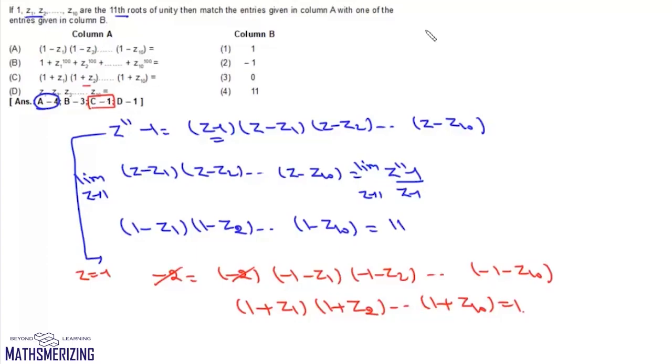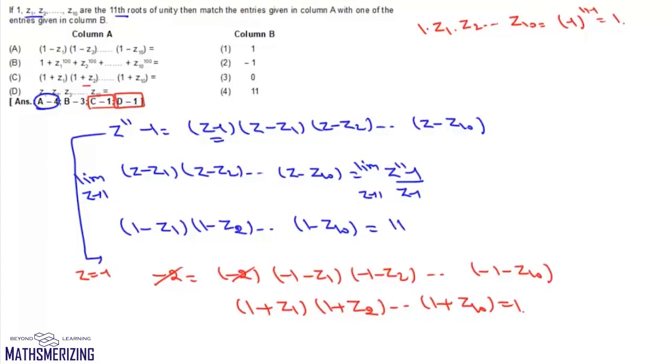Now we look at D. D is nothing but the product of all the roots. 1 into z1 into z2 ... into z10 will be (-1)^(n-1), which is (-1)^(11-1), which again is 1. So this D again matches with 1.